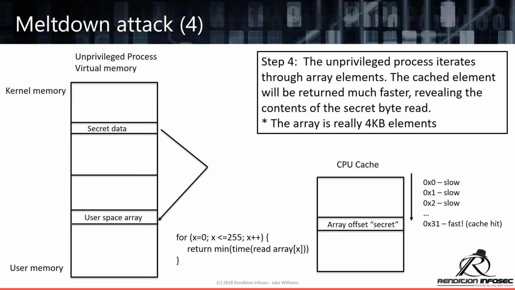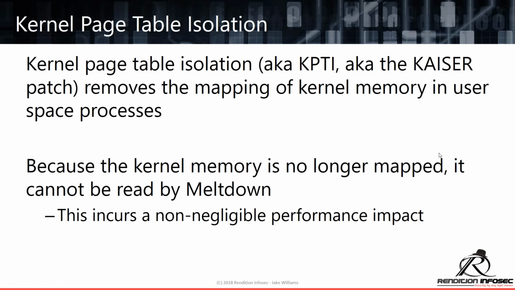And so this is KPTI, kernel page table isolation, right? Some people are calling it the Kaiser patch, based on some work with kernel ASLR. And basically, because the kernel memory is no longer mapped, it can't be read by Meltdown.